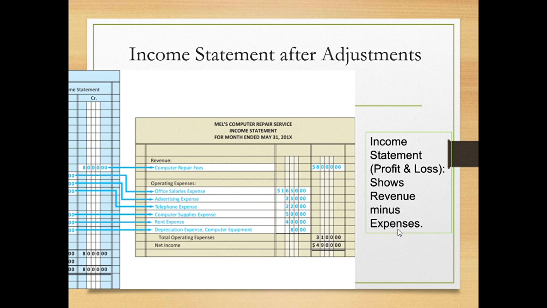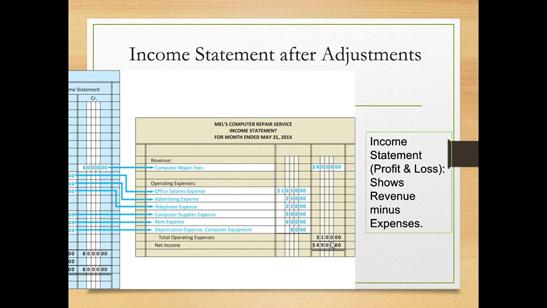So going back, that's why I said computer repair fees. That was $8,000. That was my ending balance. So we're going to take our ending balance and put it here in the income statement for my revenue. Then I'm going to list all my expenses, add them up, and give me a total operating expenses. Then I'm going to subtract these total operating expenses from the revenue to give me either net income or net loss. In this case, Mel has a net income of $4,900.